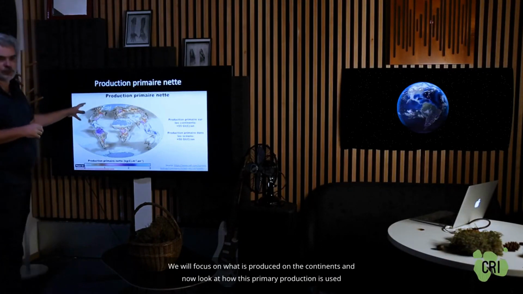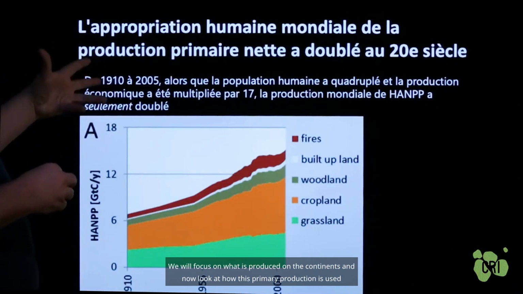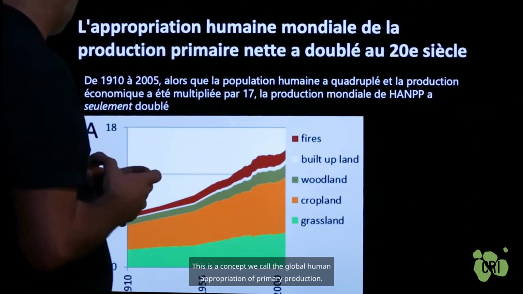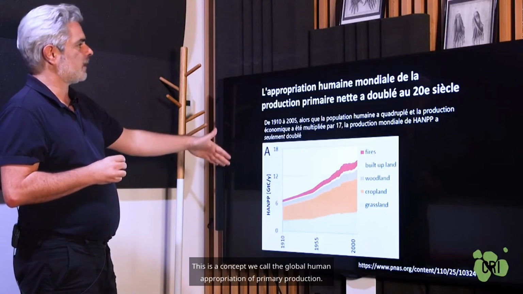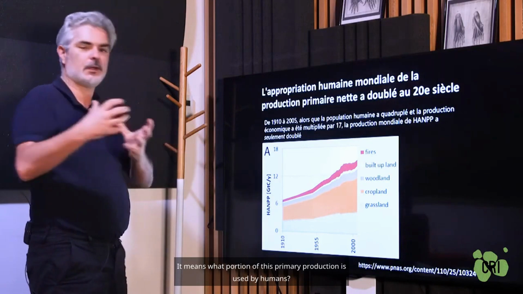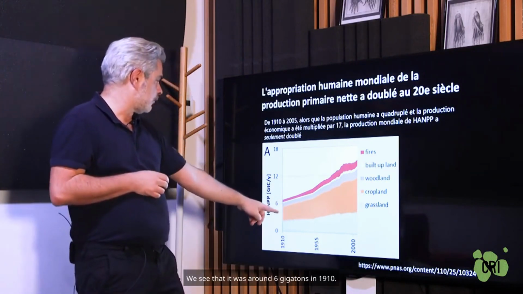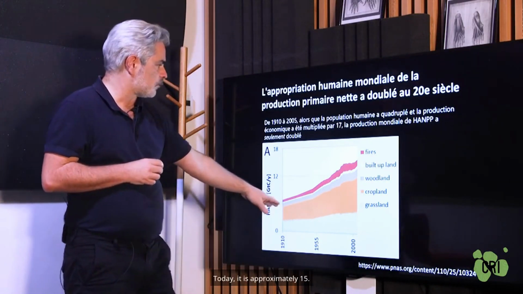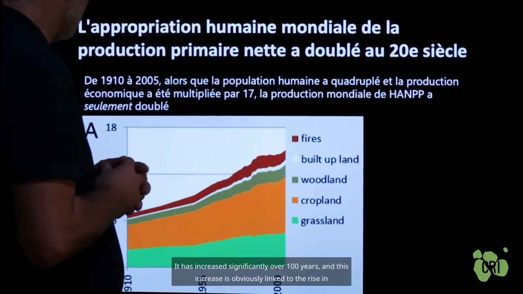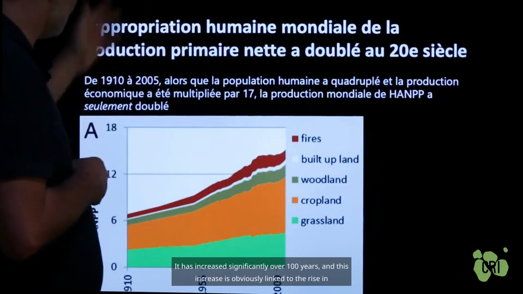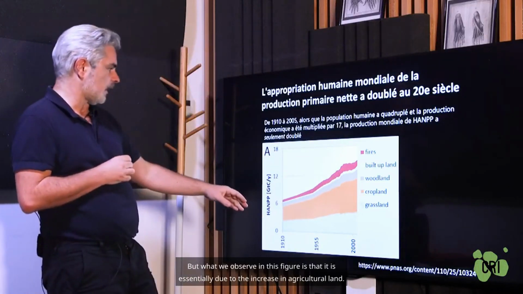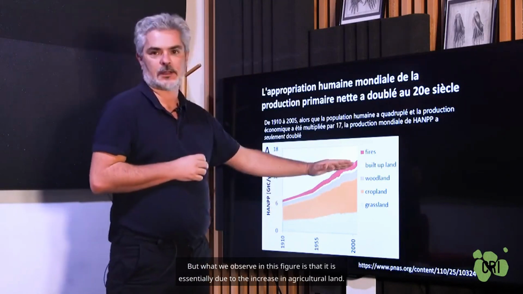We will focus on what is produced on the continents, and now look at how this primary production is used between the wild world and humanity. This is a concept we call the global human appropriation of primary production. What does that mean? It means what portion of this primary production is used by humans. We see that it was around 6 gigatons in 1910. Today it is approximately 15. It has increased significantly over 100 years, and this increase is obviously linked to the rise in population and economic production. But what we observe in this figure is that it is essentially due to the increase in agricultural land.